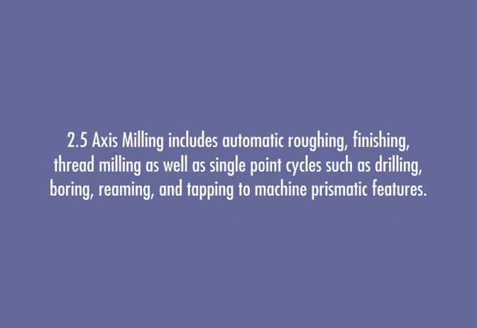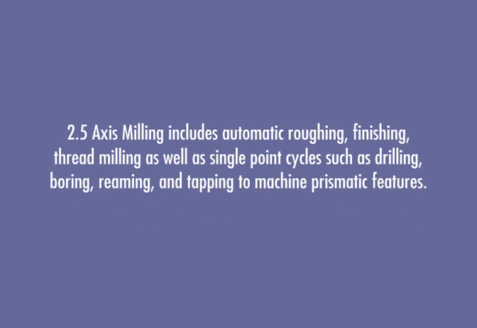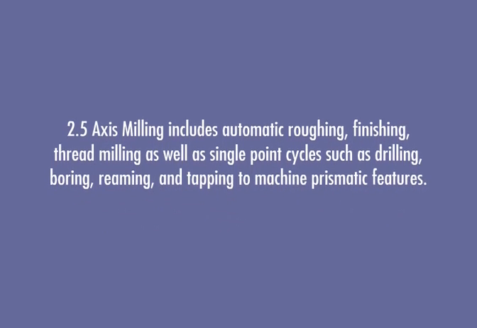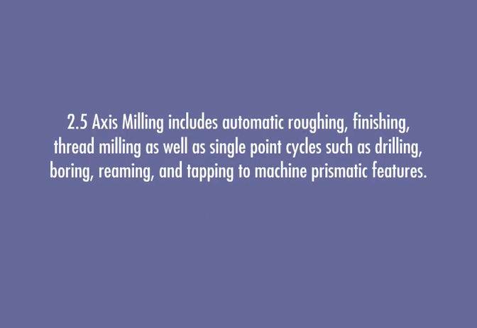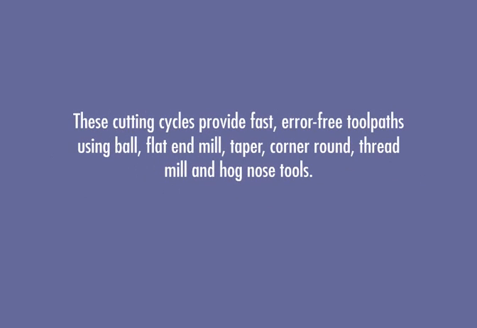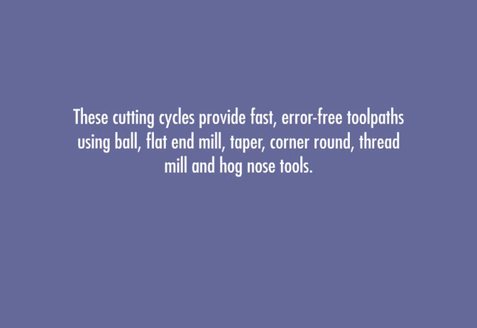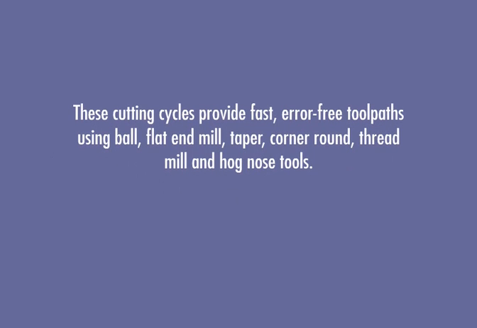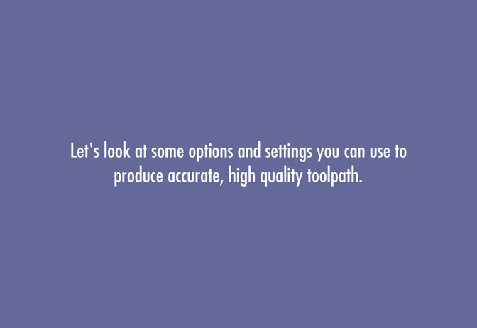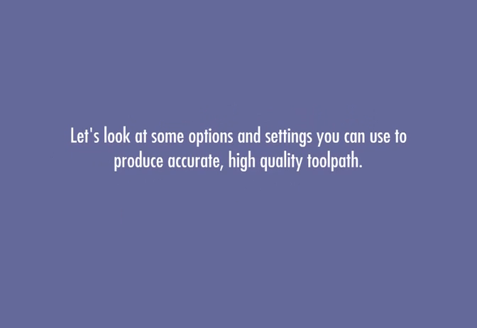2.5-axis milling. 2.5-axis milling includes automatic roughing, finishing, thread milling, as well as single-point cycles such as drilling, boring, reaming, and tapping to machine prismatic features. These cutting cycles provide fast, error-free toolpaths using ball, flat-end mill, taper, corner round, thread mill, and hognose tools. Let's look at some options and settings you can use to produce accurate, high-quality toolpath.